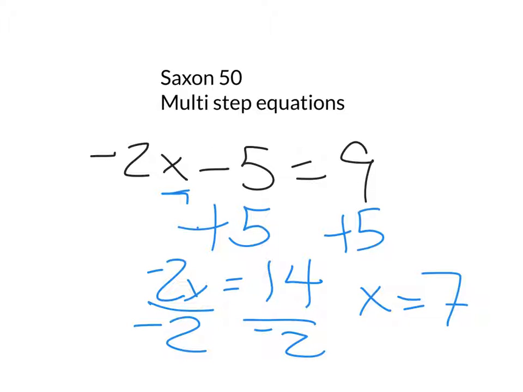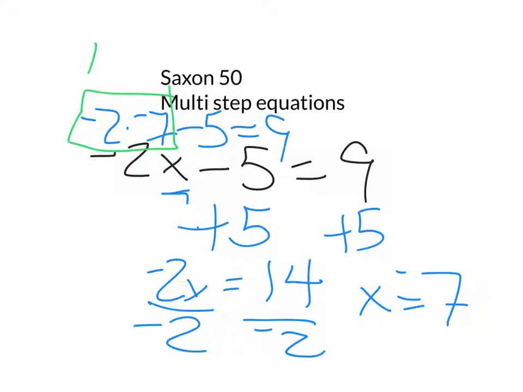Now we're not done, because what we want to do is put this back into the equation to make sure that it's correct. So if we do negative 2 times negative 7 minus 5 equals 9, negative 2 times a negative 7 is equal to 14, minus 5 equals 9. That's the check step. Do that.